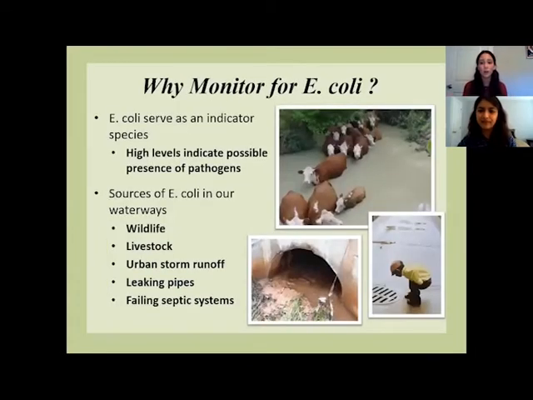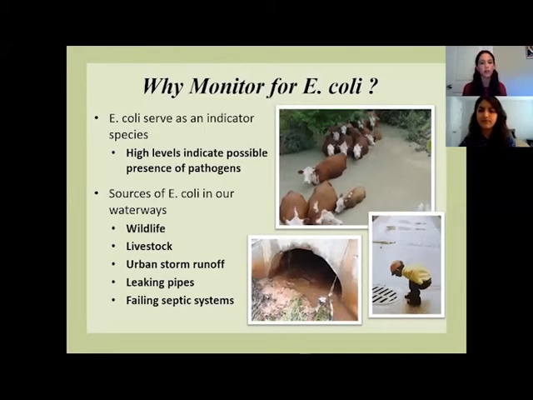So why is that? Why do we want to monitor for E. coli? Well, E. coli are an excellent indicator species. And while there are harmful strains of E. coli, it often serves more as an indicator for the presence of pathogens in our water. And so if you find E. coli in your stream, there's a good chance that there's going to be other harmful bacteria existing in your stream.